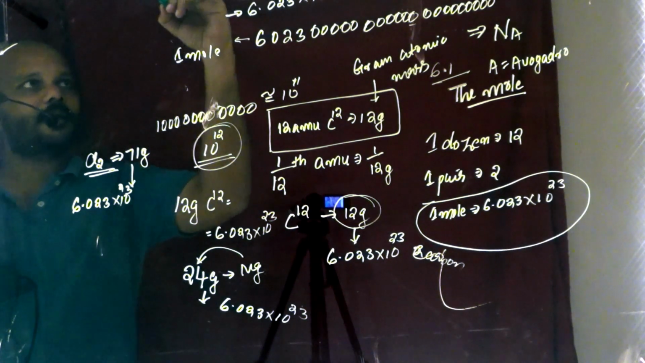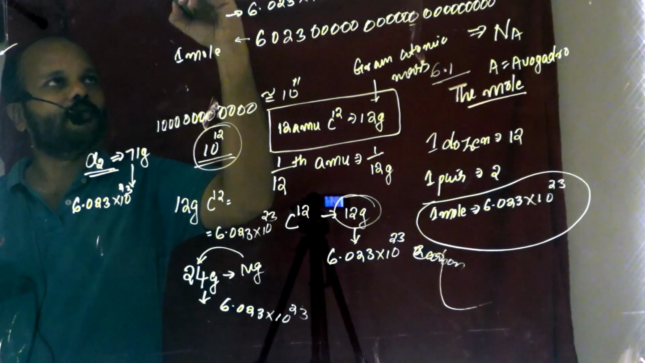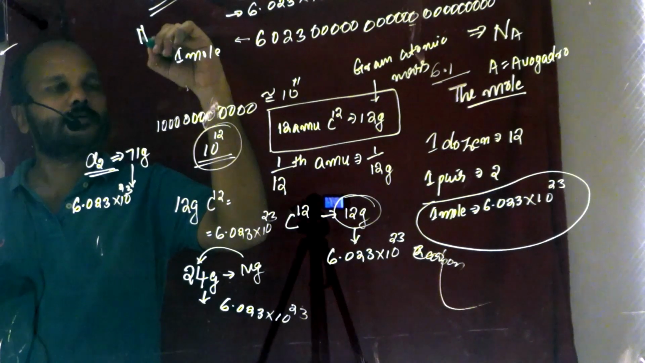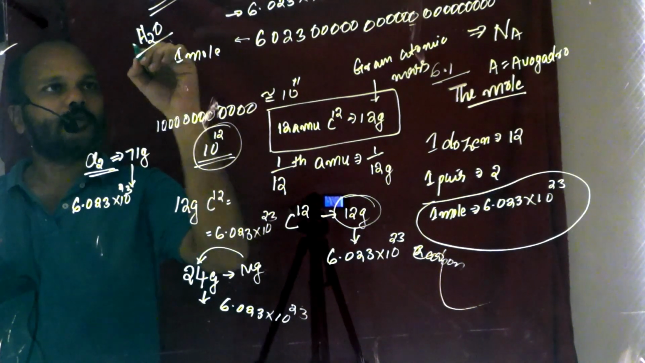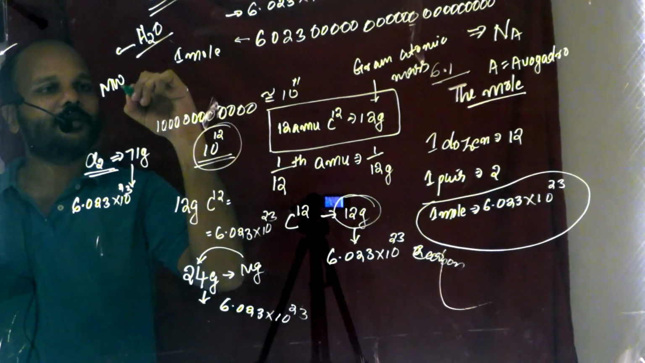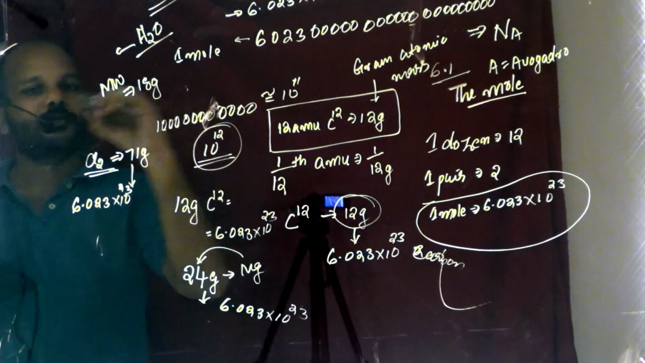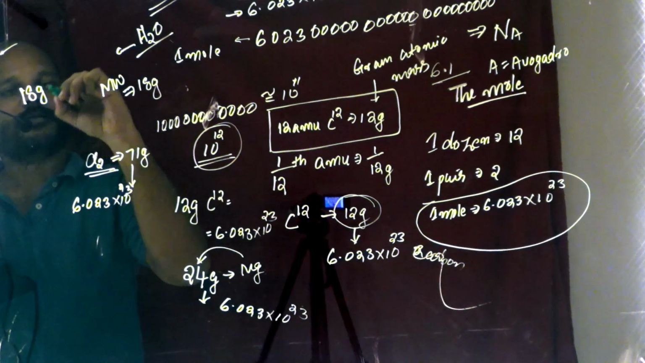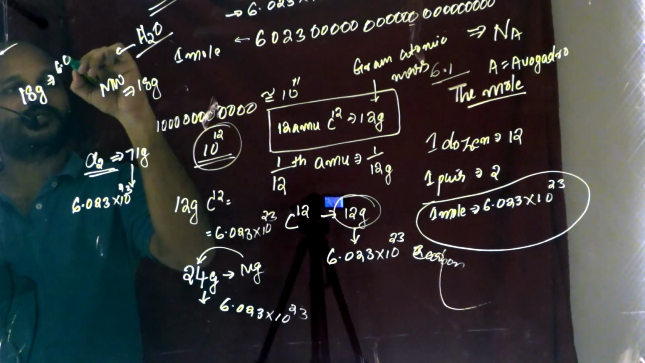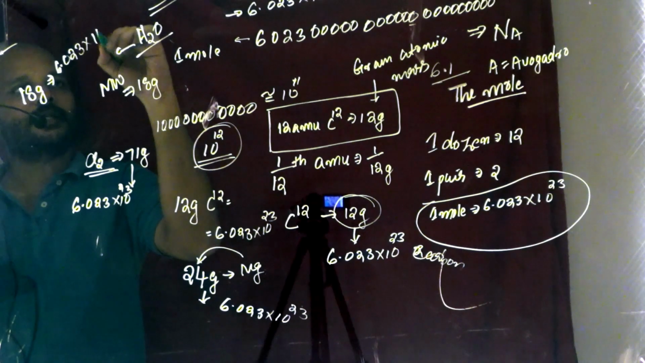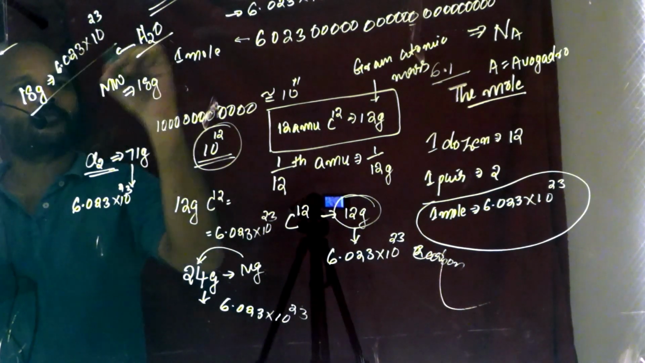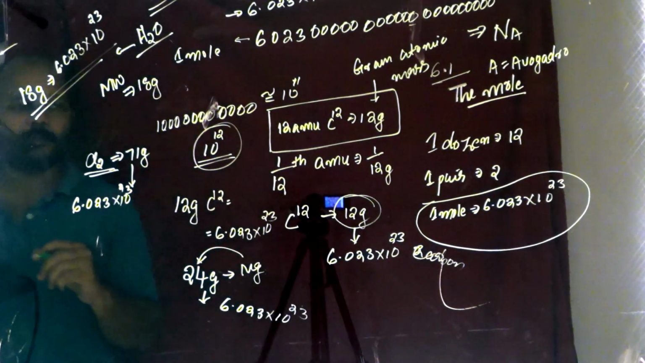So like the molecular mass of water, H2O, we all know. We have found it in previous examples. So this is going to be 18 gram. If you take 18 gram of water, this is going to contain 6.023 into 10 raised to 23 number of water molecules. Okay, so please remember that.